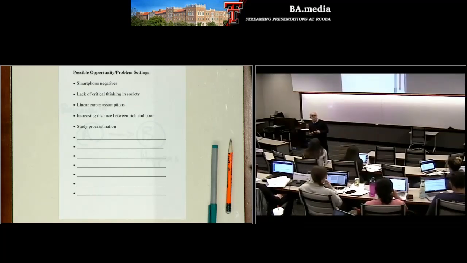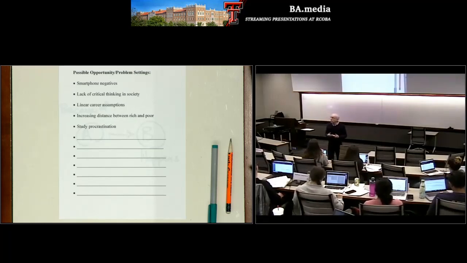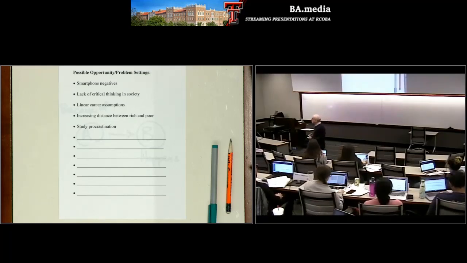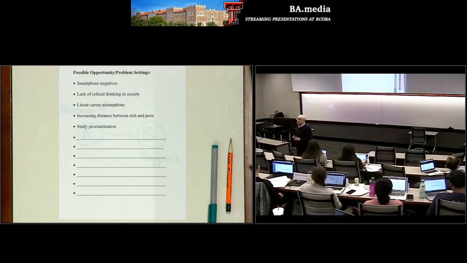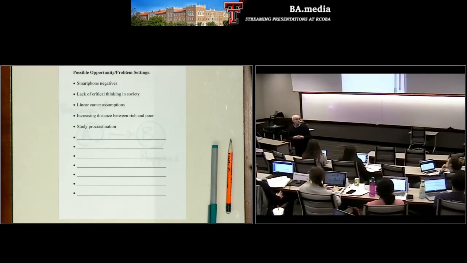Linear career assumptions. I'm going to start out as the bank teller, then I'm going to be the head teller, then the assistant manager, then the manager, then the vice president, then the regional vice president, then executive vice president, then the president. Linear career assumptions. Okay? Increasing distance between rich and poor. Study procrastination. Works for me.